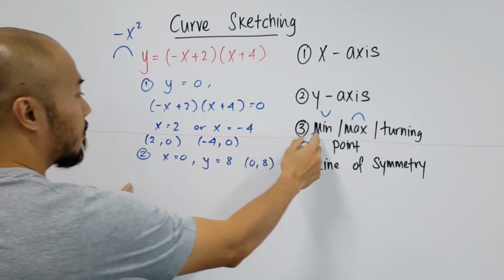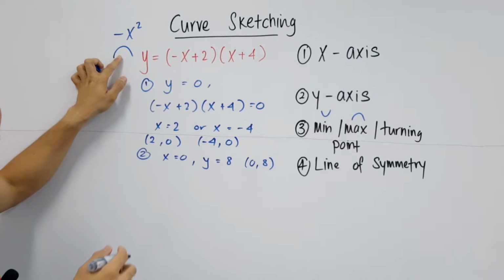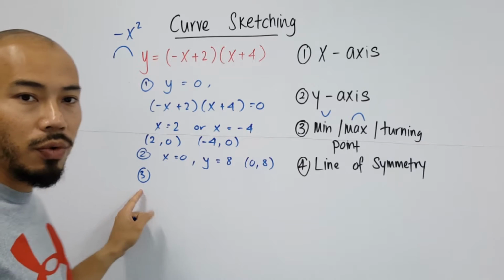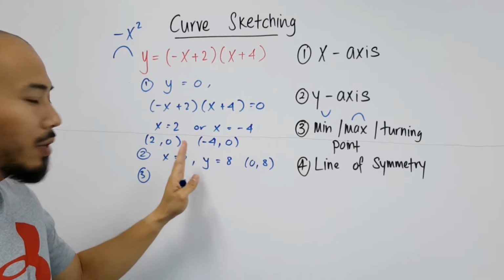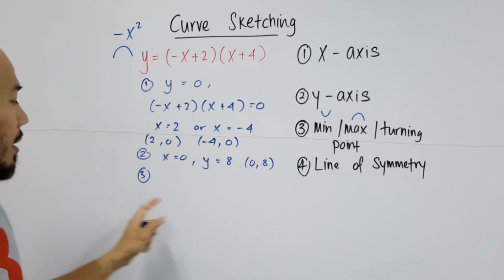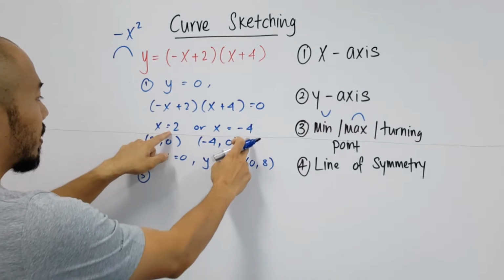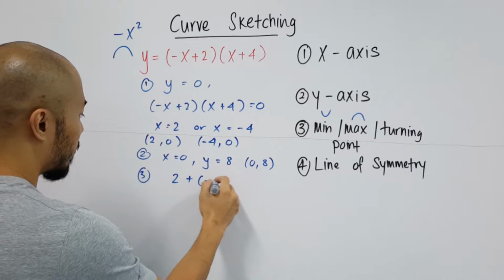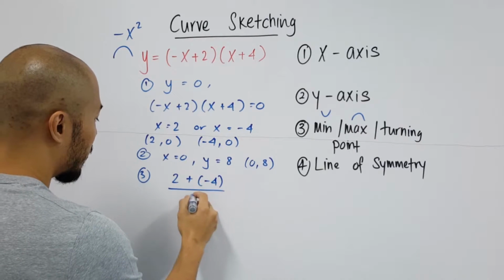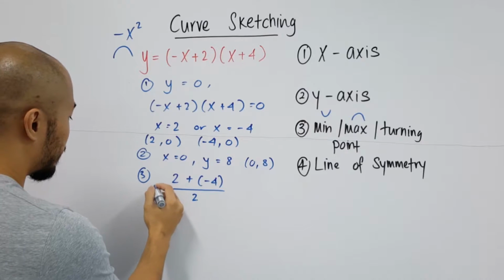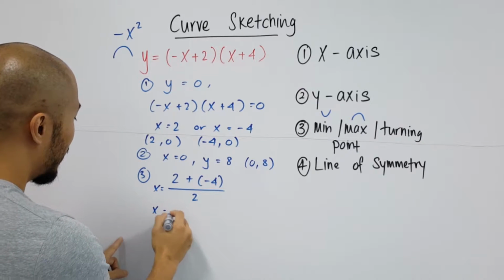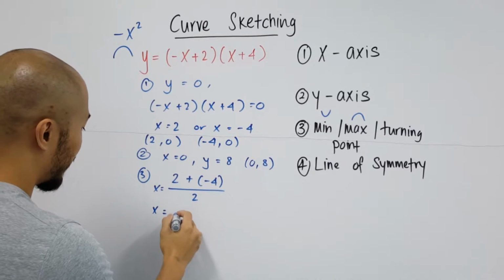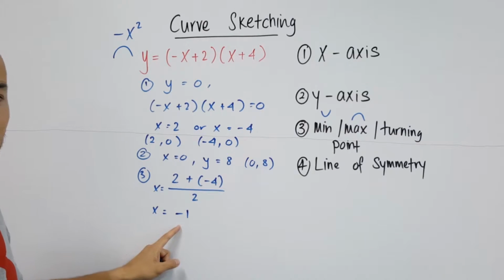Step number 3, we need to find the turning point. In our case, it is the maximum point. So to find the maximum point, we need to know where on the axis or on the graph it exists, right? So we take these 2 values of x, okay, and we add them. After we add them, we find the middle point. So from here, 2 plus minus 4 equals minus 2, minus 2 divided by 2 is minus 1. So x equals minus 1.